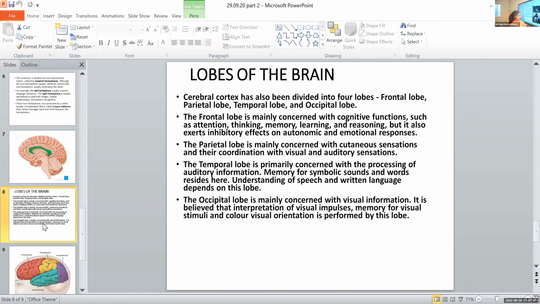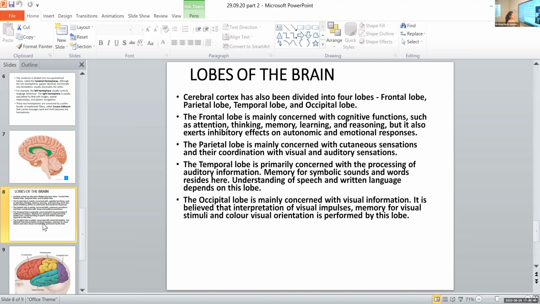Okay, have you seen the movie Kali? Yes, ma'am. In that, Dulkar reacts to the frequent pats from Saubin, right? Yeah, that is cutaneous sensation. Cutaneous sensation means the sense of touch. It mainly deals with the sense of touch. It also deals with the sensation of pain. Okay, so cutaneous sensations and the coordination with visual and auditory sensation.